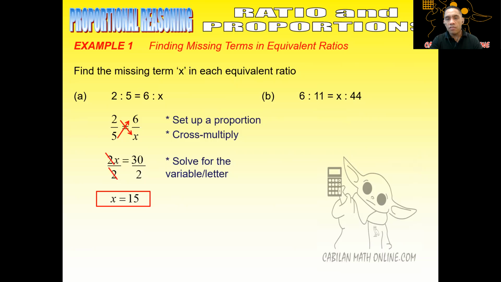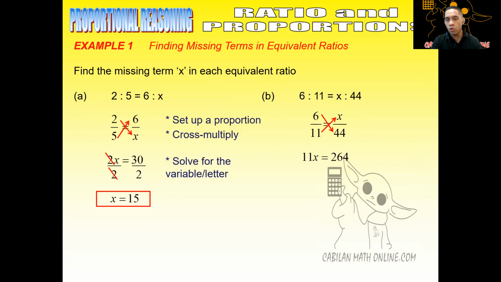Now you notice the set of instructions is exactly the same. So 6 to 11 can be expressed as 6 over 11, and then x to 44 can be expressed as x over 44. So in the next example here, we're going to cross multiply. So 11 times x gives me 11x, and then 6 times 44 will give me 264.